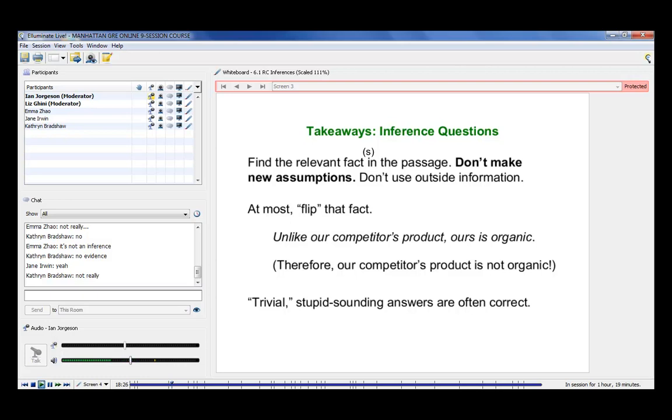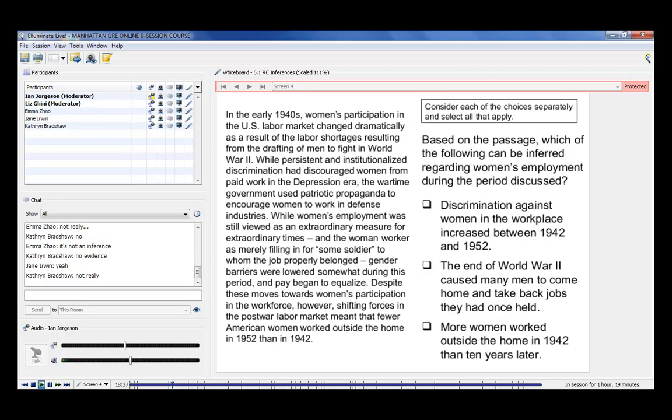All right, so let's take a look at another one of these. Same passage, so I'm going to give you guys a minute and a half on this one because you've already gone through the passage. Good luck on it. And just give me a check mark when you're finished. Okay, good. I've got check marks from everybody.